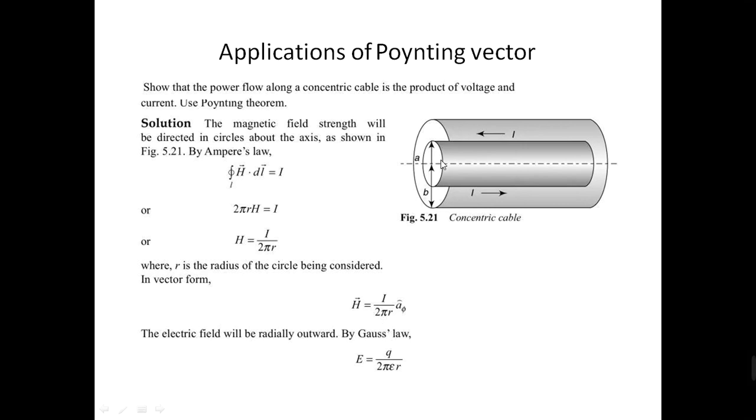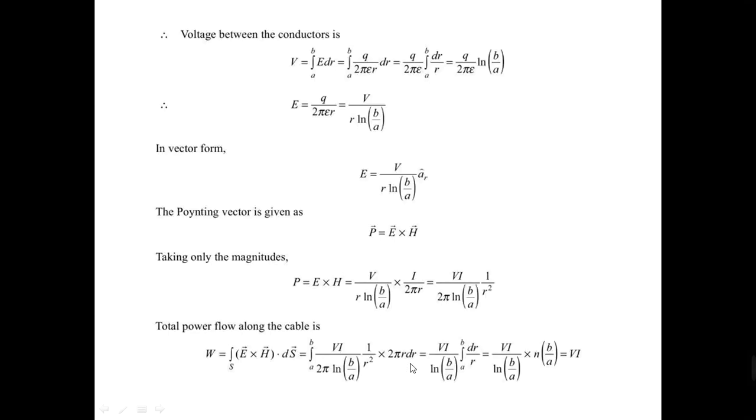So how are the electric field lines drawn? The electric field lines are drawn radially from the inner conductor to the outer conductor in the outward direction, that is perpendicular to the magnetic field. So by Gauss law, for a concentric cable, it is directly derived that E is equal to Q by 2 pi epsilon R.